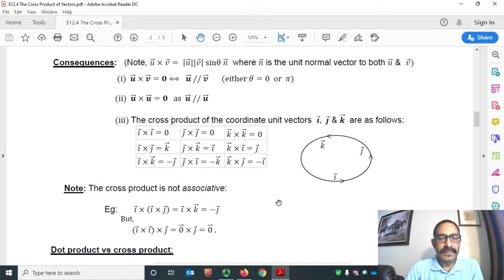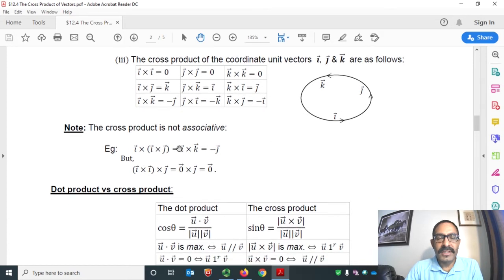Let's move on. Another note: the cross product is not associative. For example, inside the parenthesis i cross j is k, so then i cross k is minus j. But if I switch the ordering, first take the cross product i cross i, that produces 0, and 0 cross j is the 0 vector. So minus j is not the 0 vector. That means the cross product is not associative.